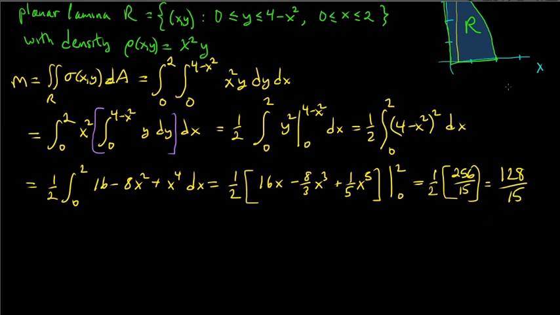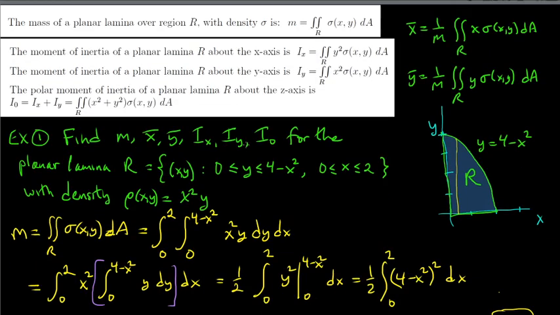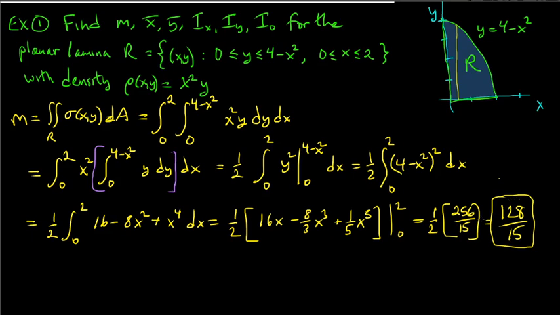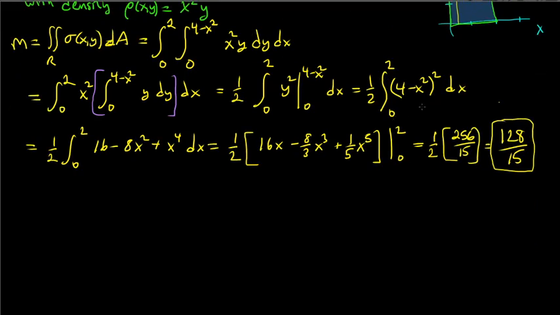I want to save the space here. So again, let's just leave it as exact. 128 over 15, it's good enough, right? So that's the exact answer. That's the exact mass. And again, I'm not giving units here, so it could be kilograms, it could be slugs, I don't know. It's just a number at this point. All right, so now we can do x bar and y bar.